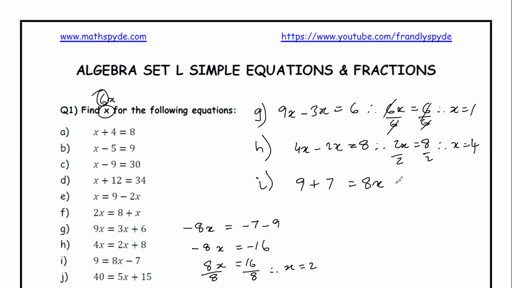So this one is therefore 16 is equal to 8x. Divide 8 on both sides. And you got 2 is equal to x. X is equal to 2. 2 is equal to x. Both are the same thing.